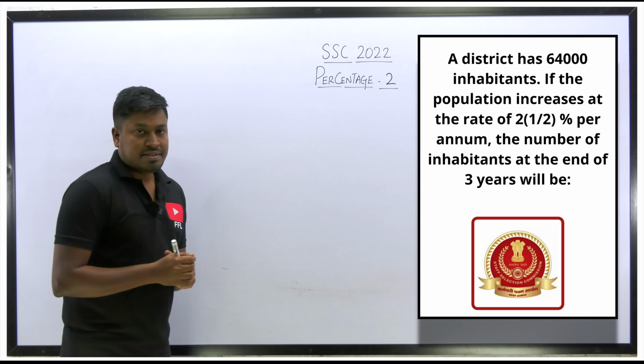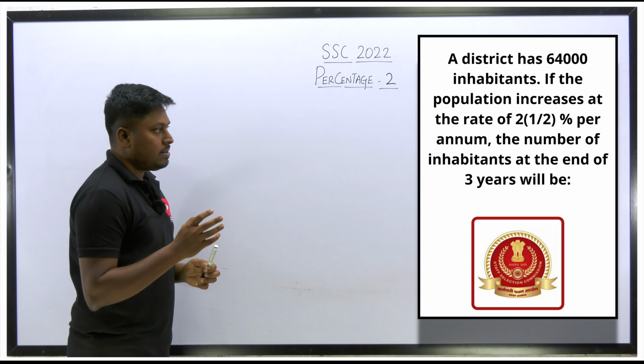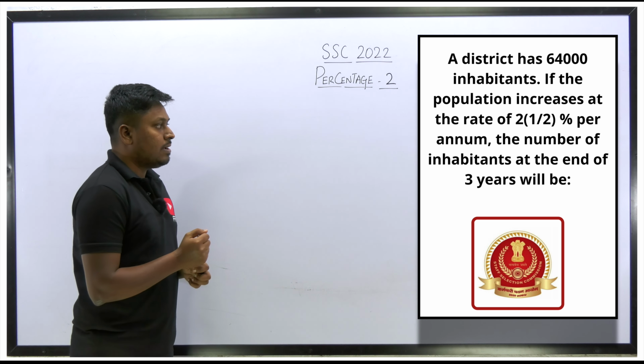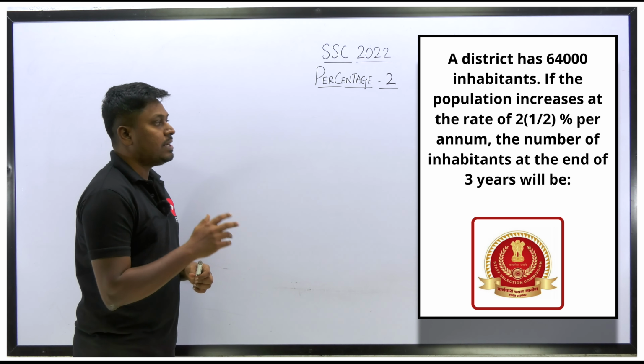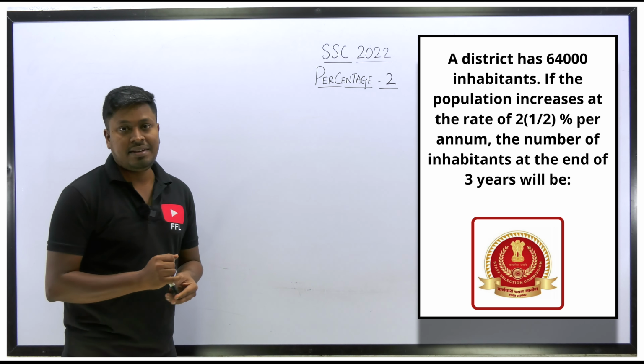So question number 17. A district has 64,000 total population. So if the population increases at a rate of 2 1/2% per annum, the total population at the end of 3 years will be.